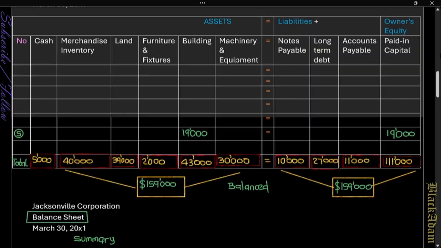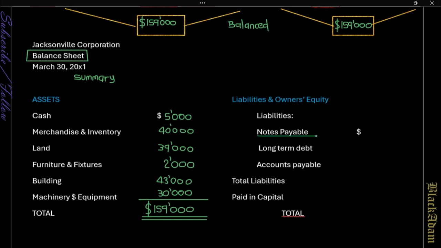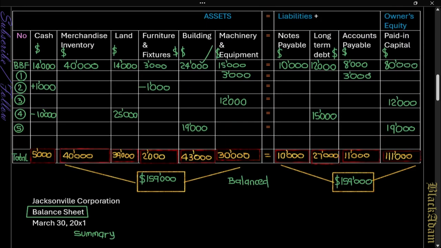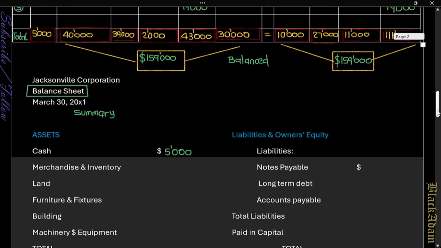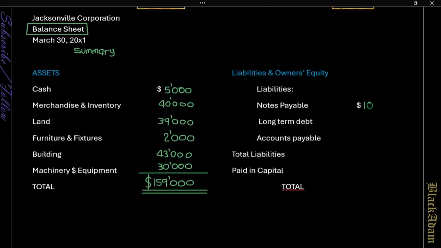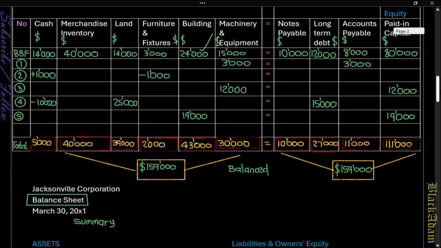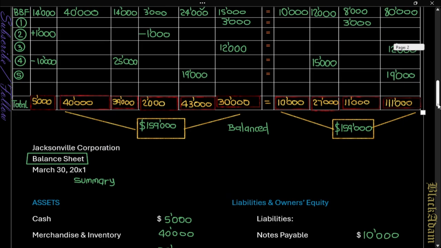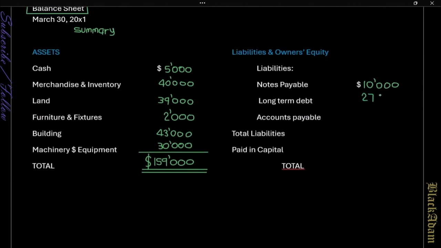And then we go again and record liabilities and owner's equity. Notes payable is 10,000. You're going to write 10,000 there. And then we have long-term debt. Looking at the total long-term debt, that's 27,000 under liabilities, which we owe creditors such as banks and so forth.